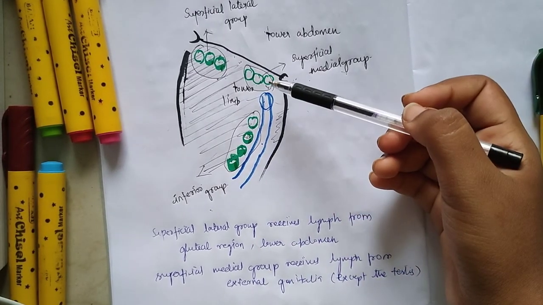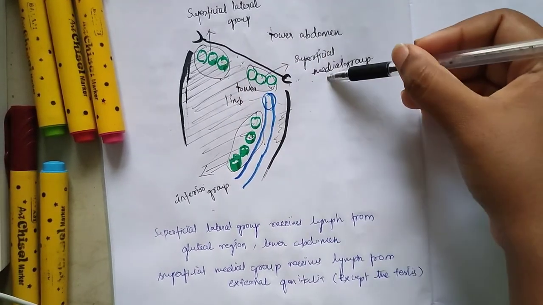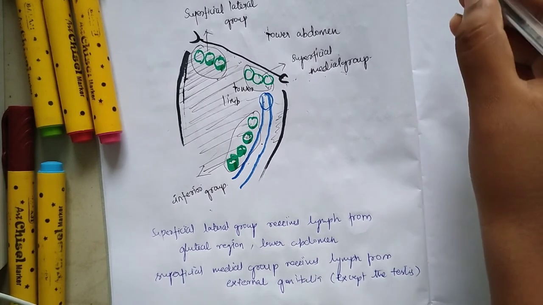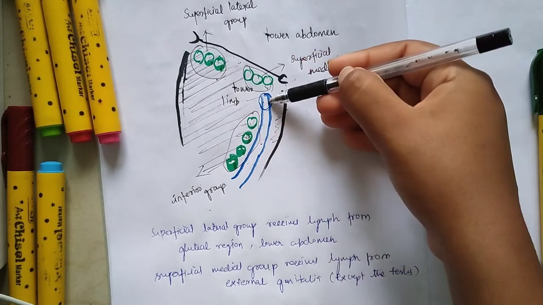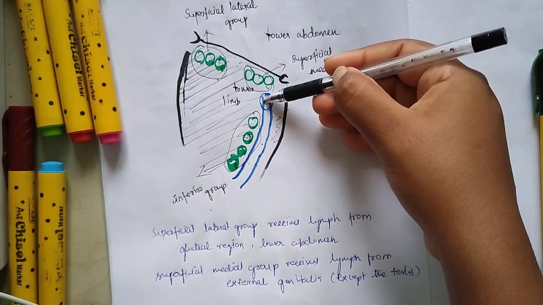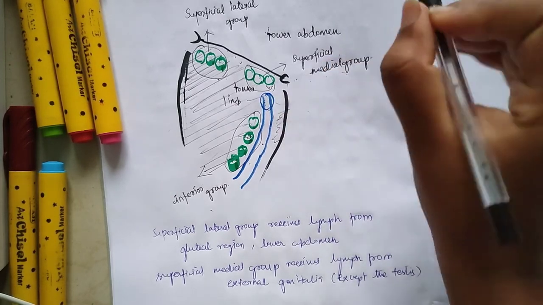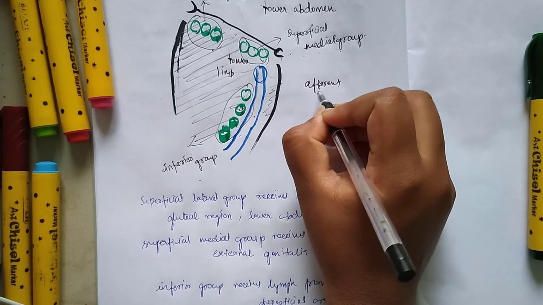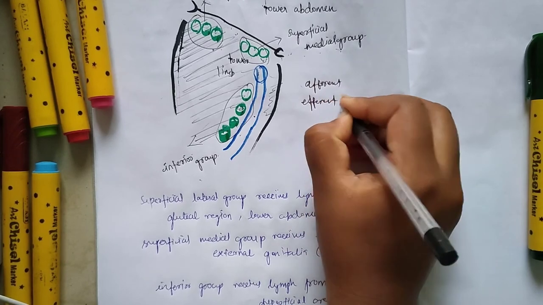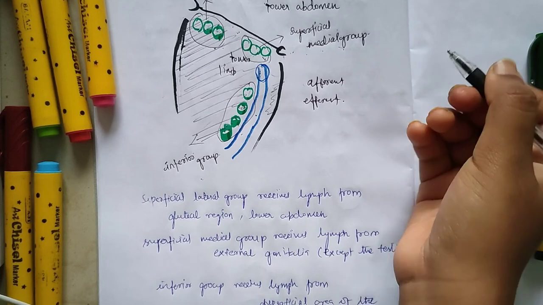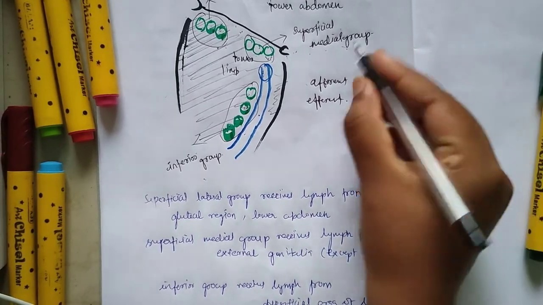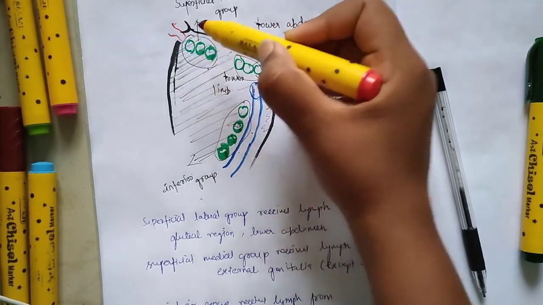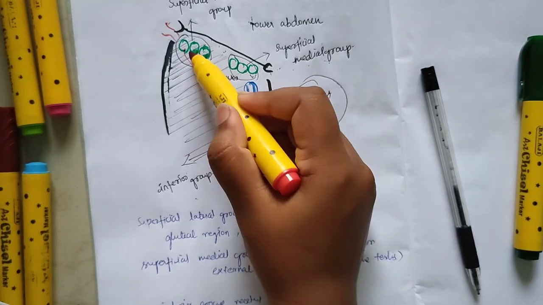And then this superficial lateral group, superficial medial group and inferior group all receive the lymph from the corresponding region through the afferent vessels, and drain the lymph into the deep inguinal nodes that are present along the femoral vein through the efferent vessels. We have two vessels, one is the afferent, through which we receive the lymph, and the efferent, through which we drain the lymph. These are the afferent vessels, and these are the efferent vessels.